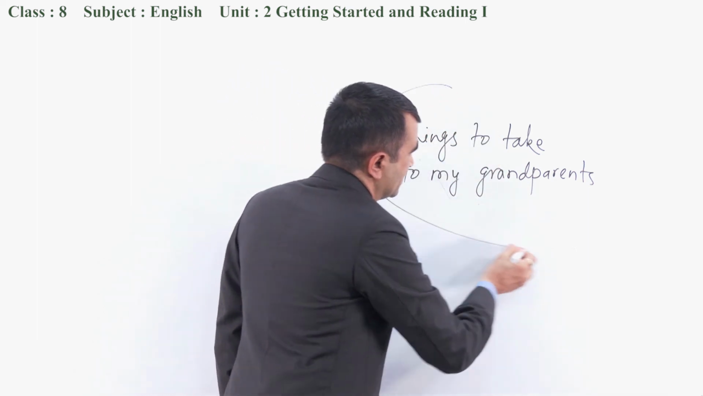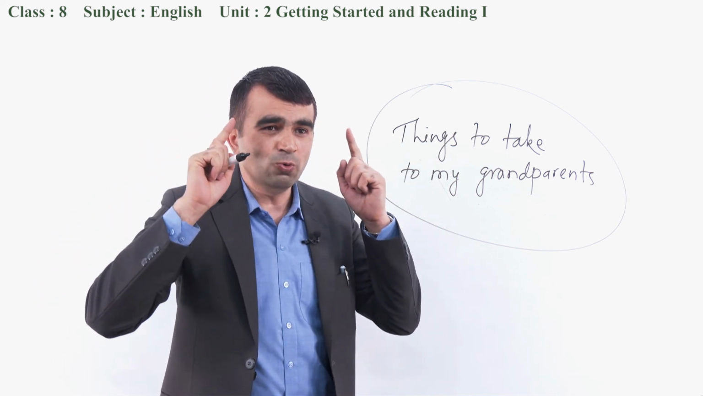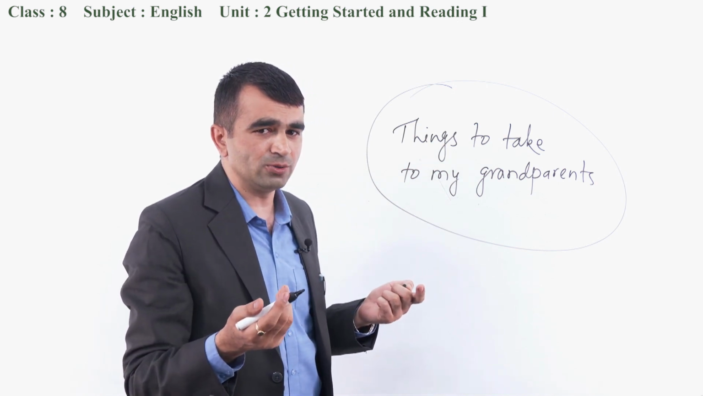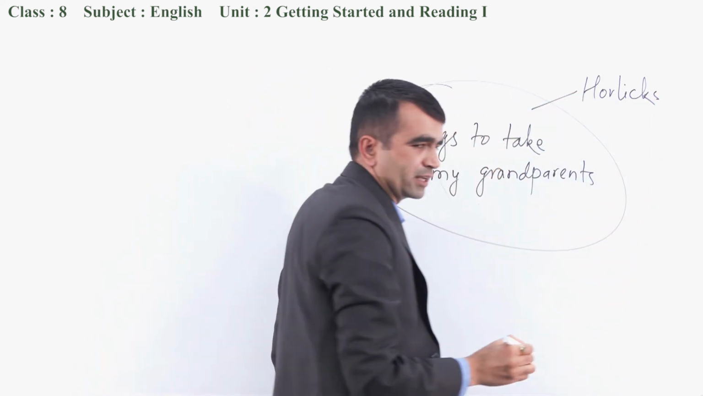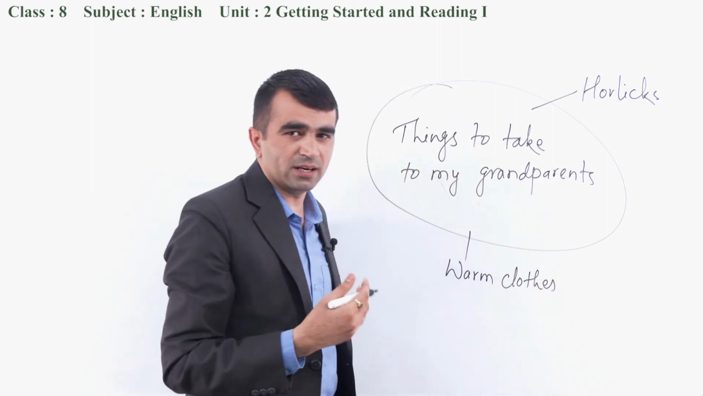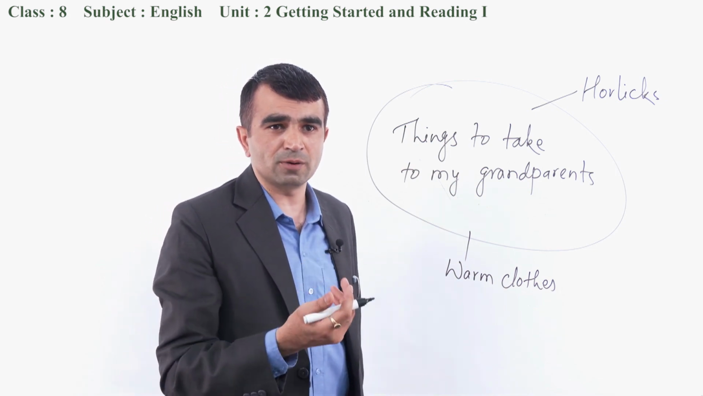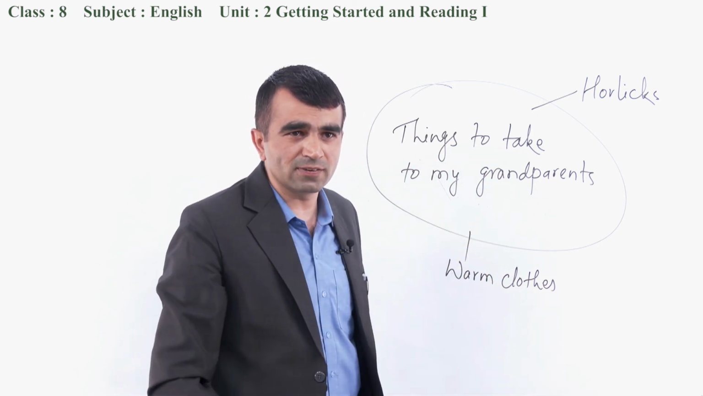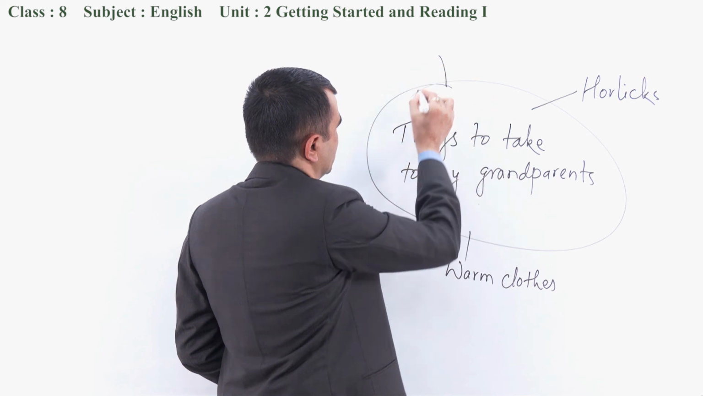For example, think about your grandparents. Then, what do they prefer? What do they like? For example, you can say, I would take one bottle of Horlicks. Let's say, I'll take Horlicks. Similarly, you can write warm clothes. Similarly, others, what do you want to take? Well, if your parents need a torch light, you want to take one torch light for them, to go somewhere at night. Well, you can make a list here.